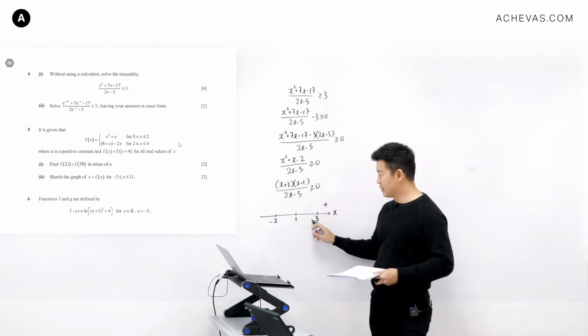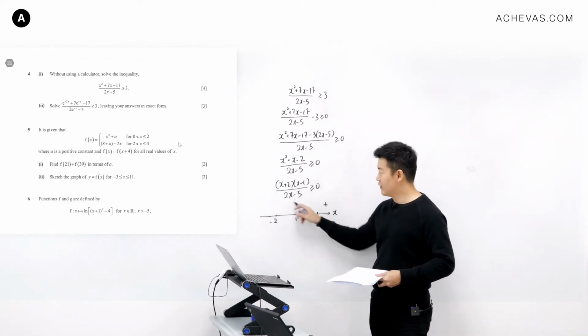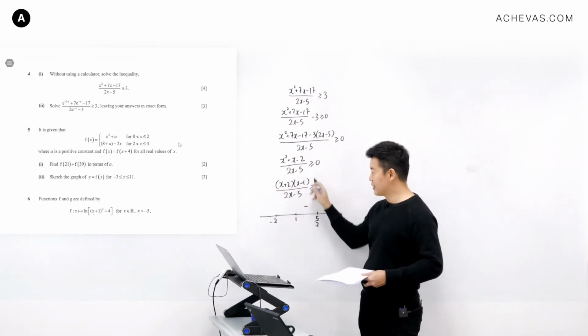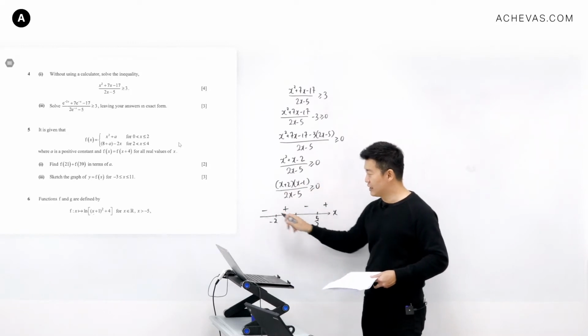I'm going to sub in something that is between 1 and 5 over 2, for example, 1.5. If I sub it into here, I'm going to get a negative. 0 is in between here. If I sub 0 into here, I'm going to get a positive. Minus 3, if I sub it into here, I'm going to get a negative.